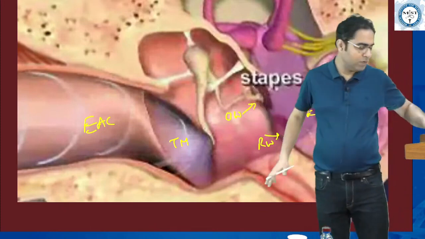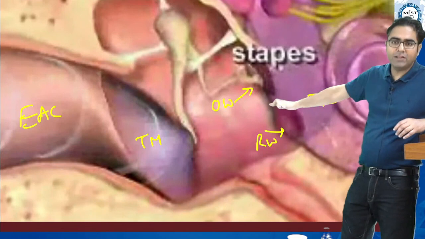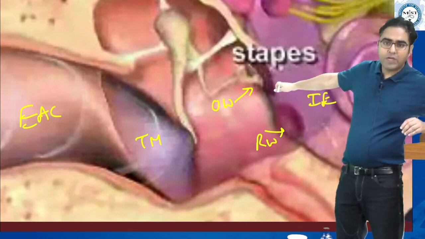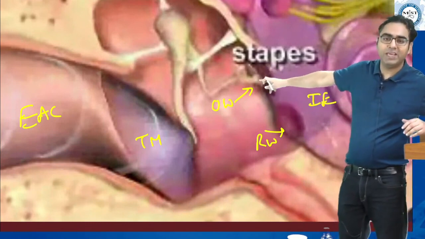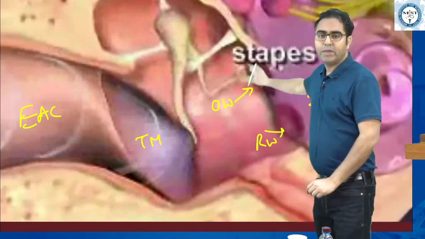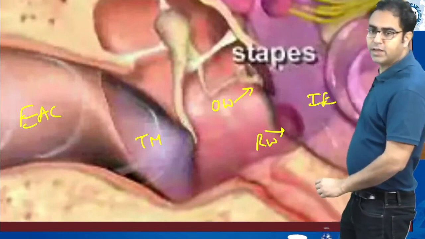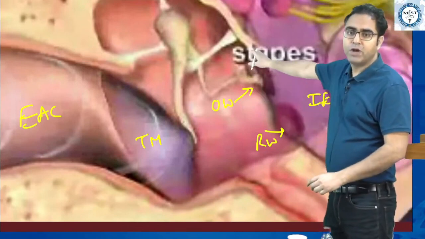Oval window, round window. Look at this. Where are they? On the medial wall of the middle ear. Behind this wall lies the inner ear. Oval window is covered by the foot plate of stapes. Remember, the stapes foot plate is lying at the oval window of the cochlea. So the medial wall of the middle ear has two windows for the inner ear.